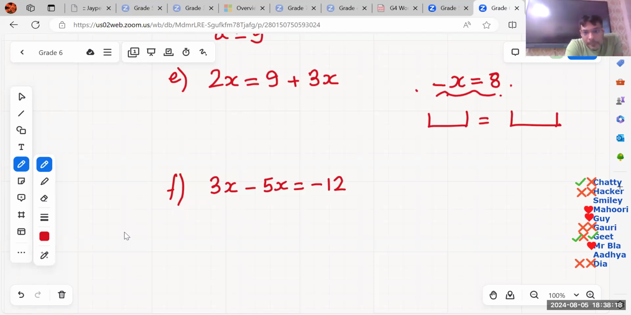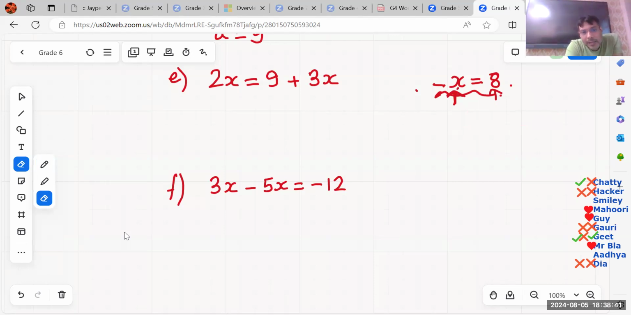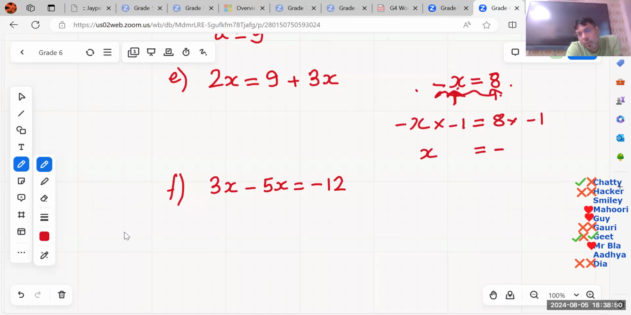Now what will happen? Because this is minus x, but I want a positive x. So I will multiply both sides with minus 1. When I multiply both sides with minus 1, this is going to change to positive. So minus x times minus 1 will become plus x, and 8 times minus 1 will become minus 8. So x will be equal to minus 8.